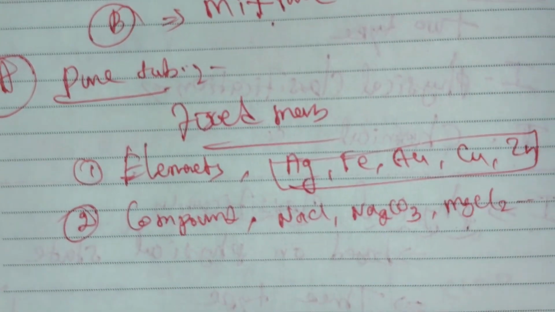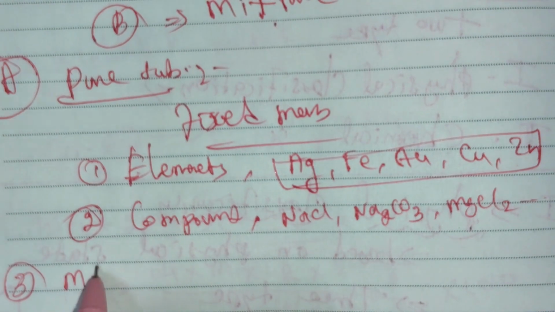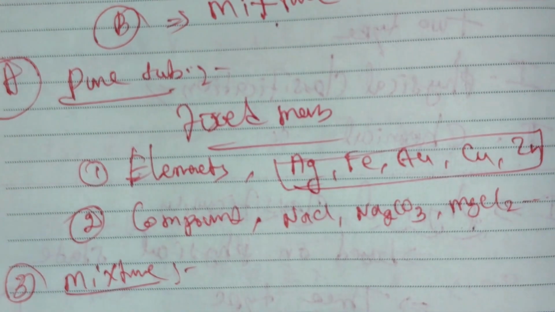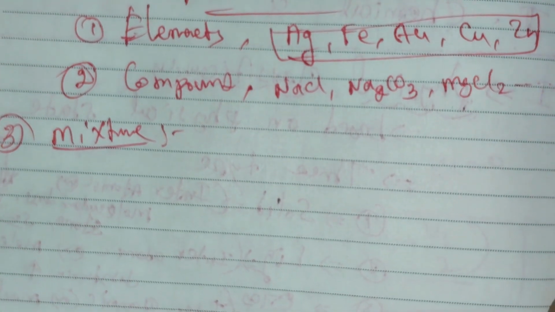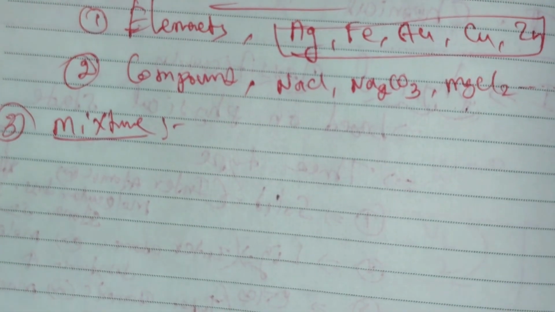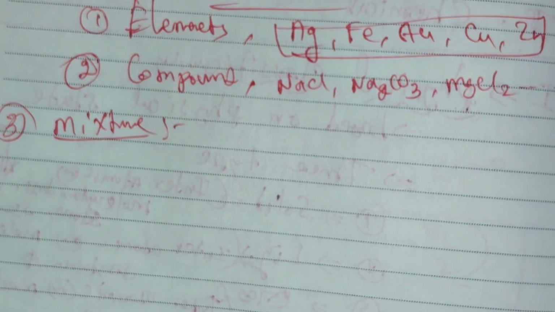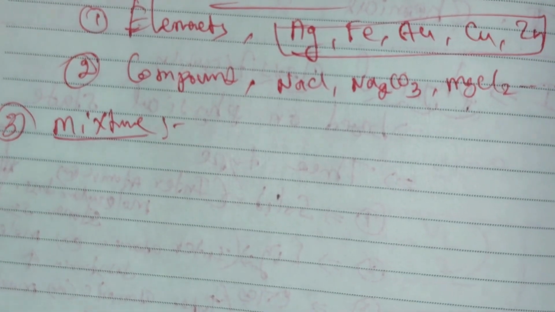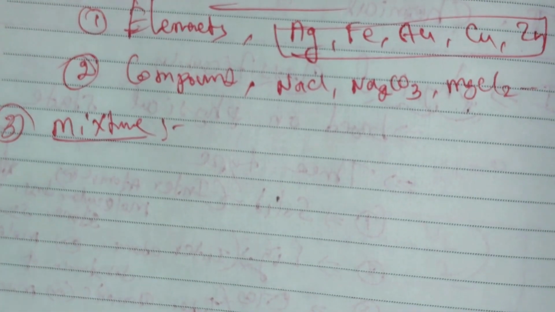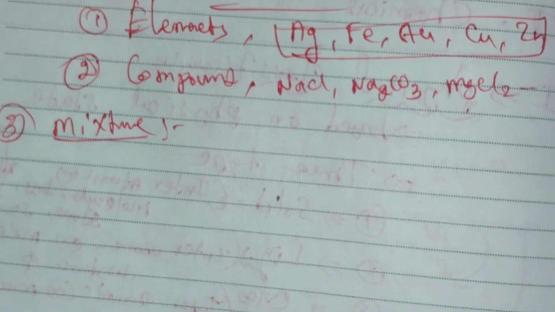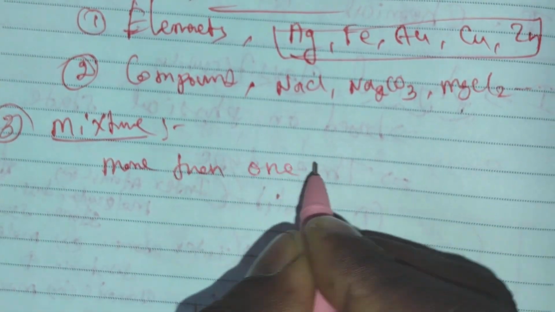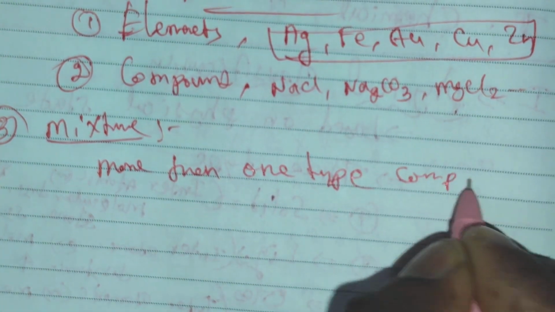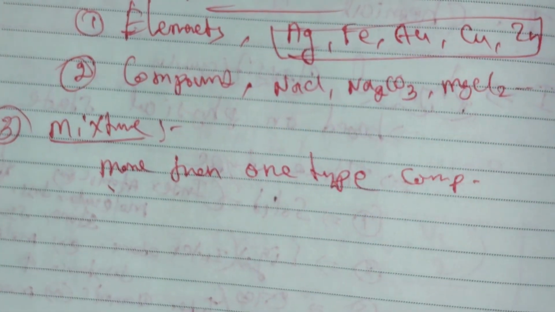The next category is the mixture. A mixture must have more than one component, that is a must. This mixture is classified into two types: one as a homogeneous mixture and another as a heterogeneous mixture. So in a mixture, there must be more than one type of substance, more than one type of component present.